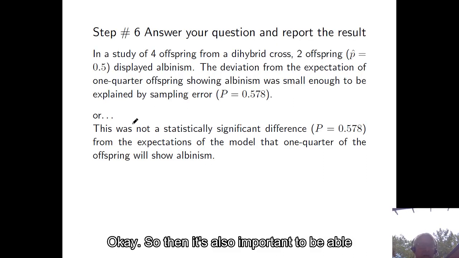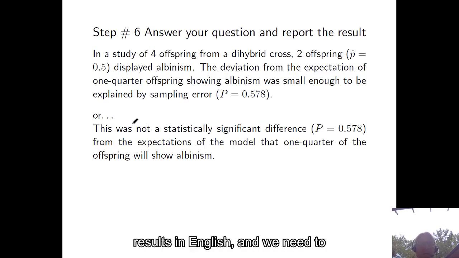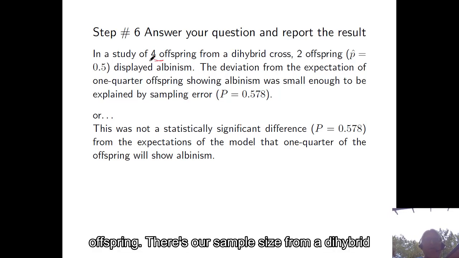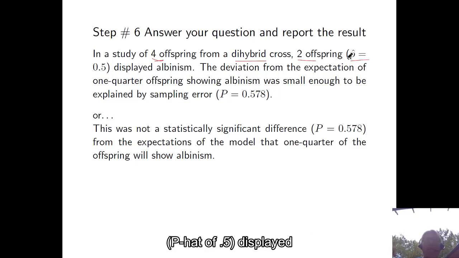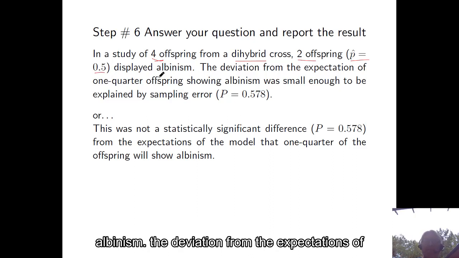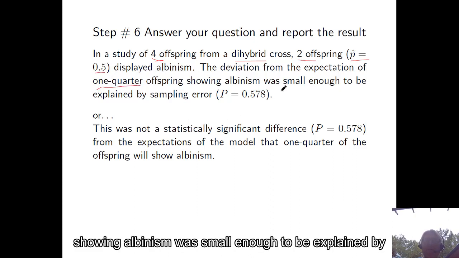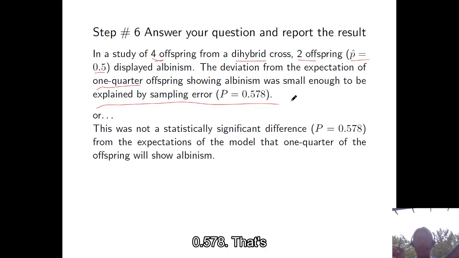Okay, so then it's also important to be able to state this, answer the question, and report the results in English. And we need to include a lot of information in that. So in a study of 4 offspring, there's our sample size, from a dihybrid cross, that's the name of this heterozygote cross, 2 of the offspring, p hat of 0.5, displayed albinism. The deviation from the expectations of 1/4, there's the null expectation, showing albinism was small enough to be explained by sampling error, p-value equals 0.578.